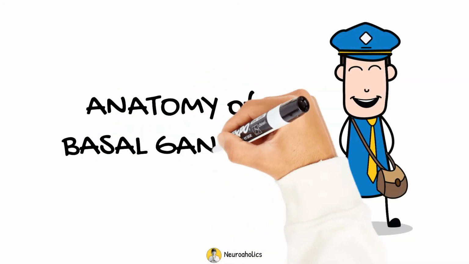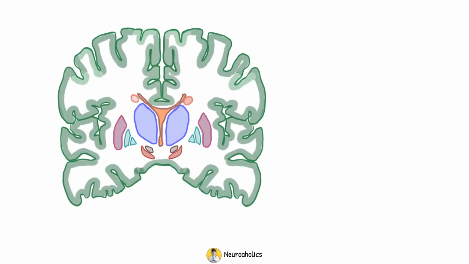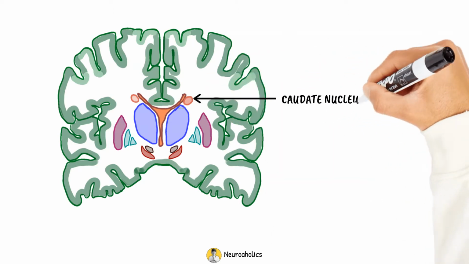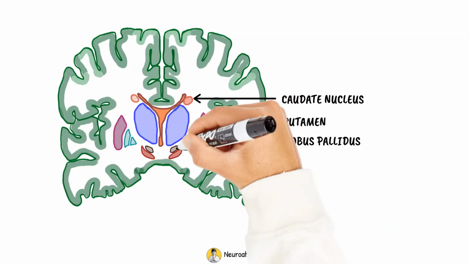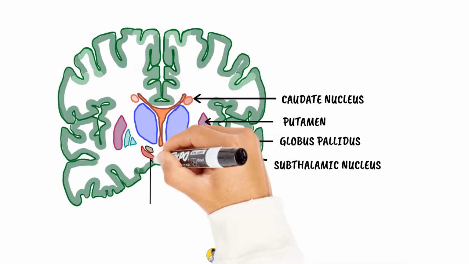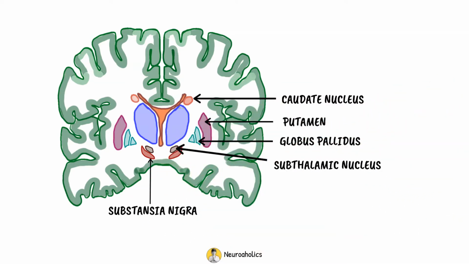Anatomy of basal ganglia. The basal ganglia are a collection of gray matter nuclei located deep within the white matter of the cerebral hemispheres. The main components of the basal ganglia are the caudate nucleus, putamen, globus pallidus, subthalamic nucleus, and substantia nigra.